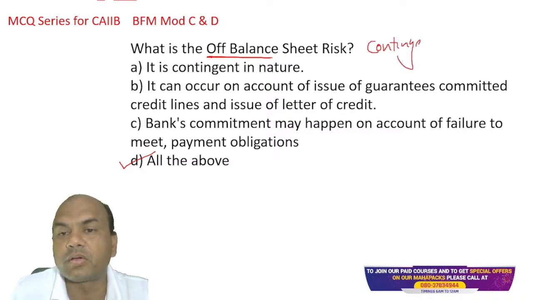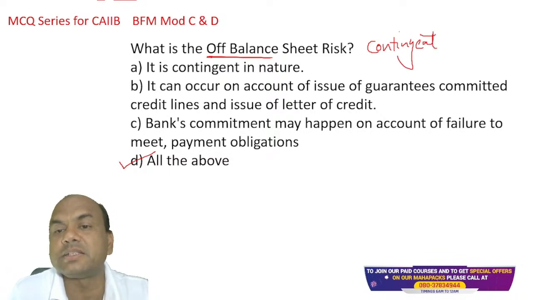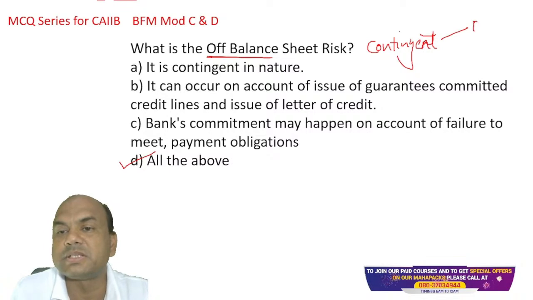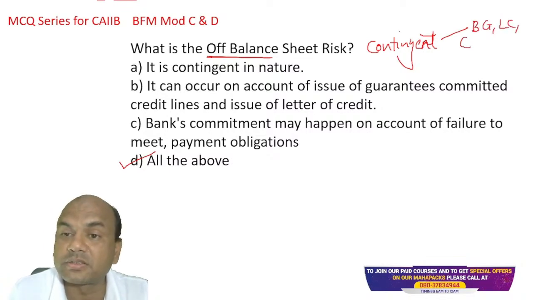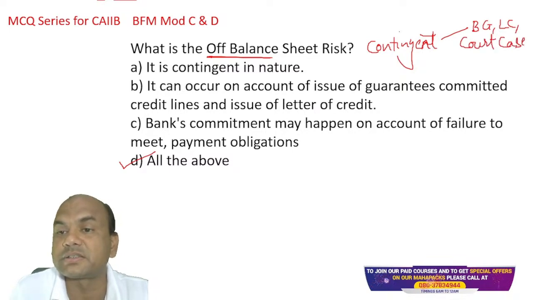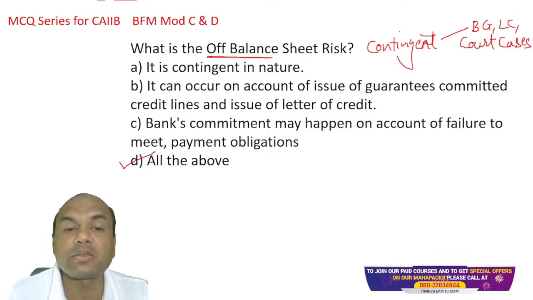Contingent. Okay. Now, what do contingent liabilities include? Contingent liabilities include bank guarantee, BG, LC, court cases. Court cases are also contingent liabilities. So these are the three main contingent liabilities.